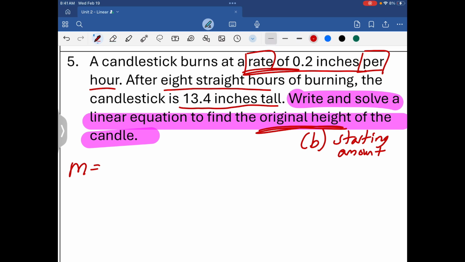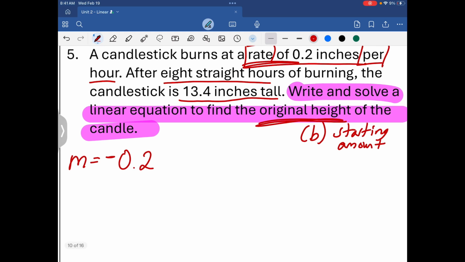So our M, it tells us, is 0.2. But hey, it says the candle is burning. If a candle is burning, that means it's getting smaller and smaller and smaller. So it's shrinking. So our rate here has to be a negative. That's something we got to pay attention to in a problem like this. So our time is always hours. It says after 8 straight hours, it was 13.4 inches tall.